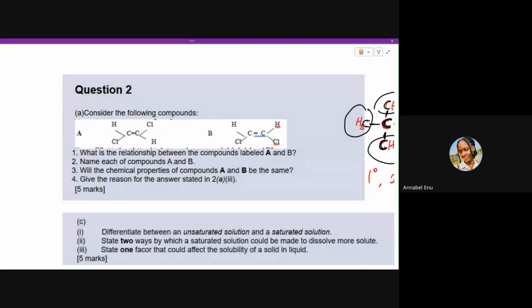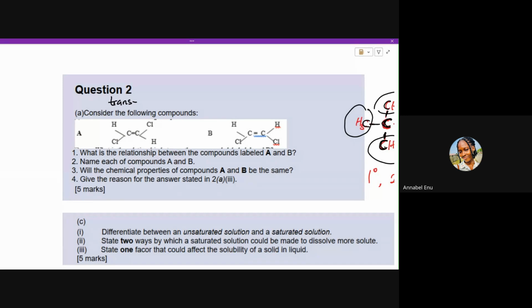Yes, someone is saying something. Trans-dichloroethane. Very good. Trans 1,2-dichloroethane. So compound A, we first write the trans because now they are asking you to name both compound A and B. So you cannot name A trans dichloroethane, then if you go to B, you still say the same trans dichloroethane. They can't have the same name.